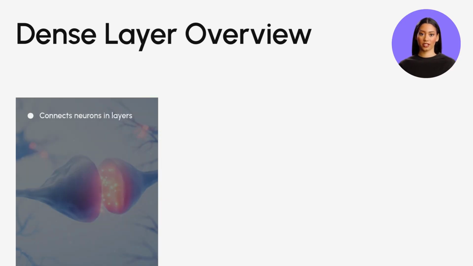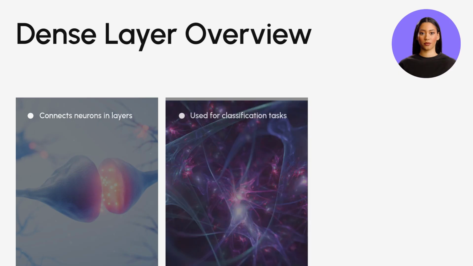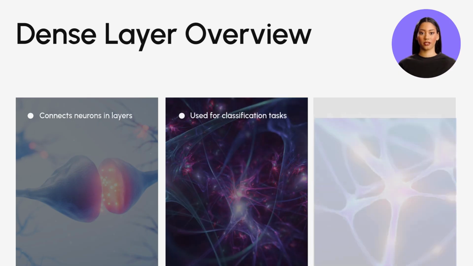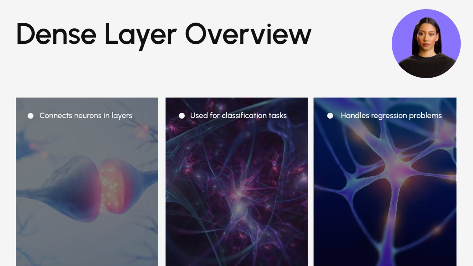Dense layers connect every neuron to the previous layer. Used in multi-layer perceptrons for classification tasks, they also handle regression problems effectively, and often serve as final layers in CNNs or RNNs. Dense layers are fundamental to neural network architecture.